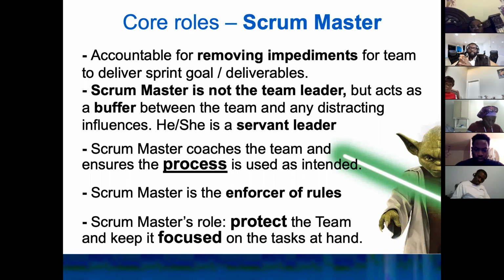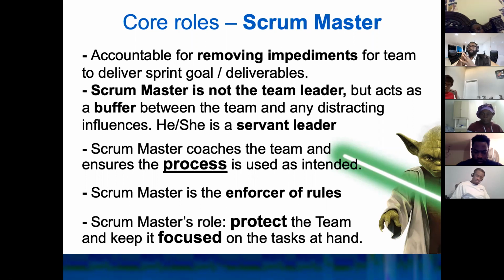The Scrum Master is coaching the team and ensures that the process is used as intended. So I said that before. One of the main attributions of a Scrum Master is also to coach, because remember, Scrum is a methodology, and as a methodology, it needs to be learned, right? And everything that you're doing in Scrum, you need to make sure that your team is understanding why and how we're doing it to get the most out of the methodology. So that's why the Scrum Master needs to be coaching a lot as well.